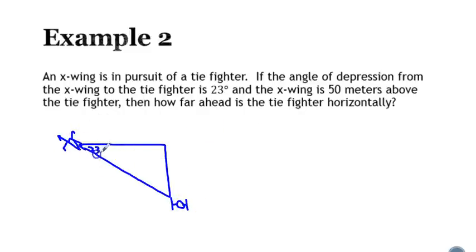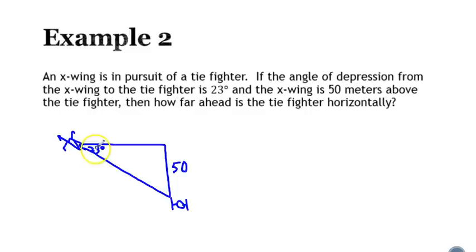So again, the important thing on the setup is that you have a horizontal line coming out of the object that's looking at the other object. So the protagonist, or the main subject in this case, is the X-wing. So his line has a horizontal one coming out of it, and then he's looking down at the other object. That's what creates the angle in here. And the length they told us is that the X-wing is 50 meters above the TIE fighter. So again, the vertical distance in this case is 50 to describe that vertical height. So how far ahead is the TIE fighter horizontally?